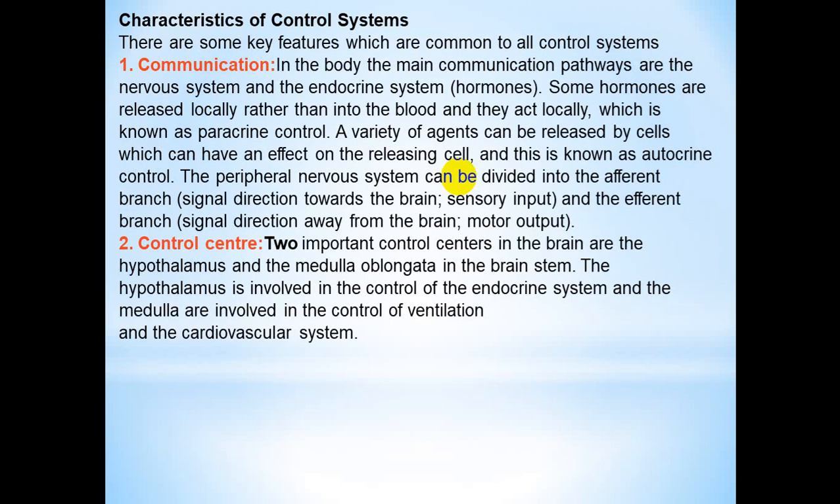The second is the control center. Two important control centers in the brain are the hypothalamus and the medulla. The hypothalamus is involved in the control of the endocrine system, including paracrine, autocrine and hormones in general. The medulla is involved in the control of ventilation, breathing, and the cardiovascular system.